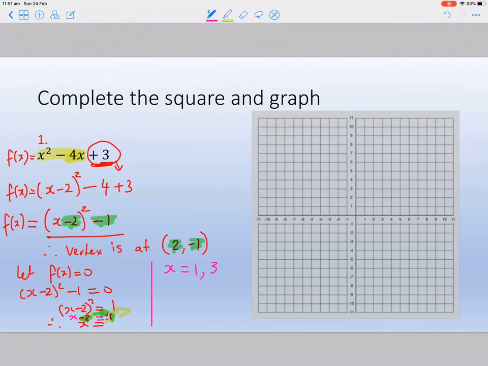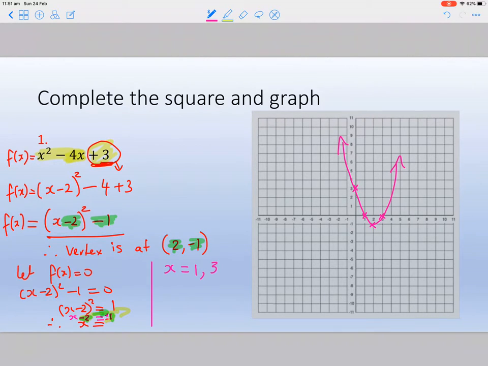Alright, so let's draw that on the graph. So we've got 1, 3, and we know our vertex is where? At 2, minus 1, so that's 2, minus 1 will be there. And we know that the y-intercept is positive 3, which is here. And now we can draw a really beautiful graph. I'm going to try draw as best I can. And there we go. Okay, so completing the square, the main thing is that we can find its vertex, which is really, really good.